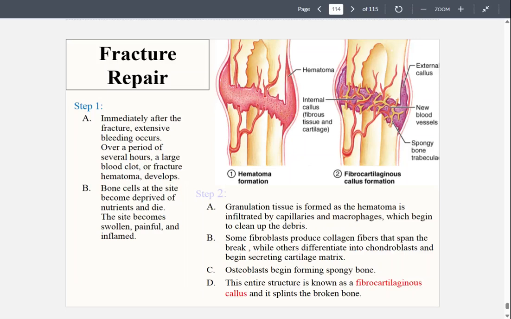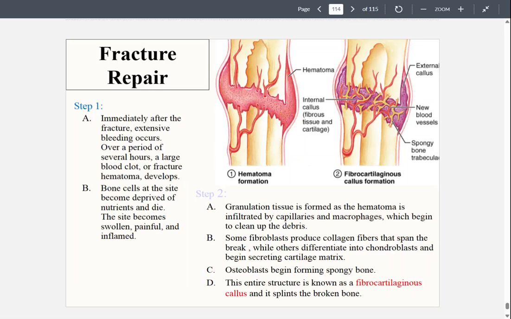When the fracture occurs, the first thing that's going to occur is extensive bleeding into the area. Over the course of several hours, we are going to form a large blood clot, otherwise known as a fracture hematoma, in that area. It's going to kind of envelop and work to stabilize the fracture. Once that hematoma has formed, bone cells are going to become deprived of nutrients and die. We're going to get swelling, pain, and inflammation.